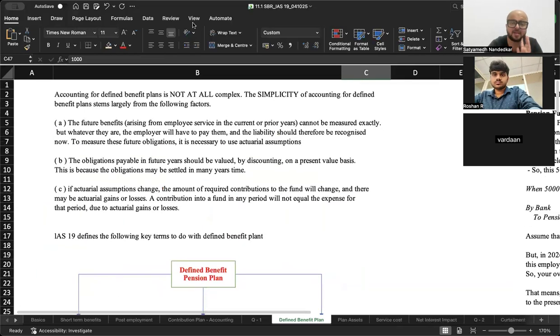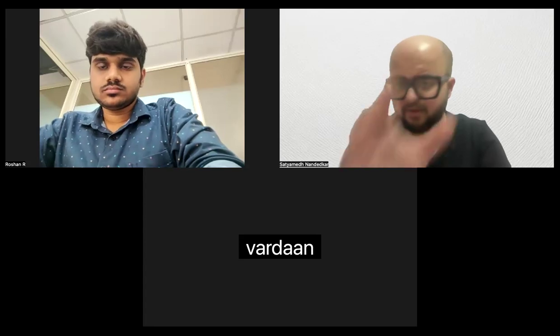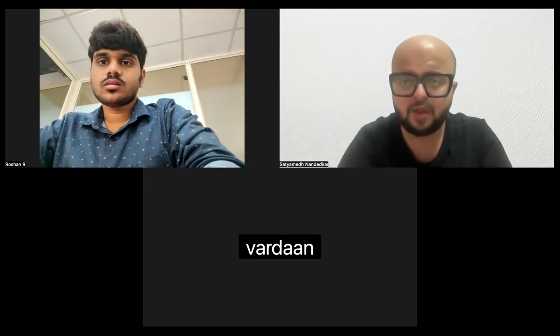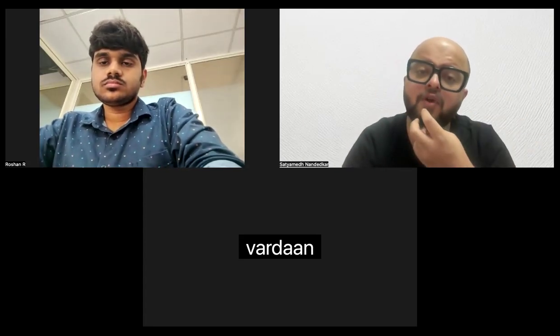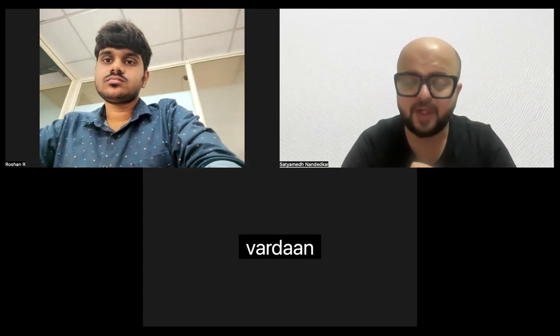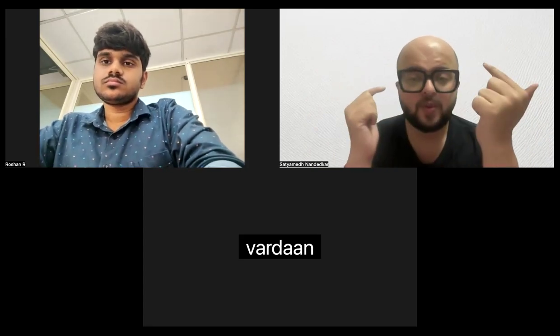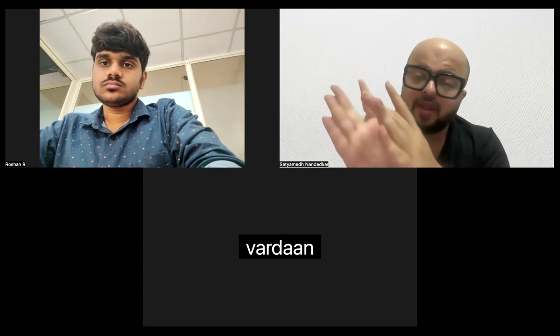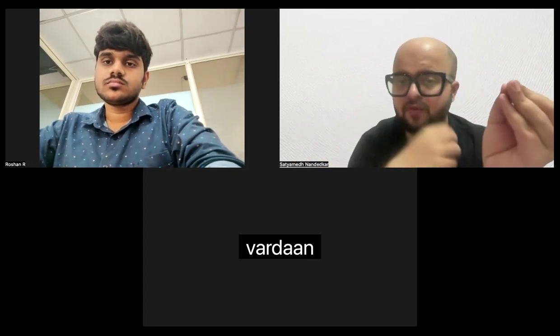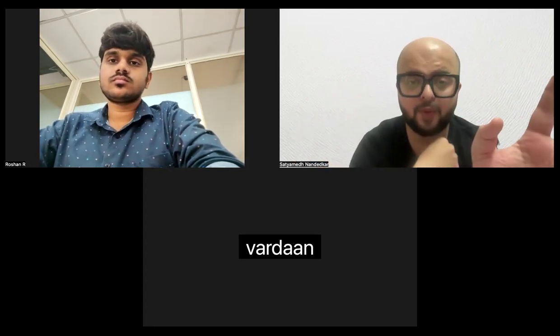Now let's understand what exactly happens in a defined benefit plan before we see P&L, balance sheet, and OCI. Let's understand what the life cycle of a pension fund is. Try to visualize this. The pension fund collects money from employees. Say it collects 5,000 each from 10 employees.